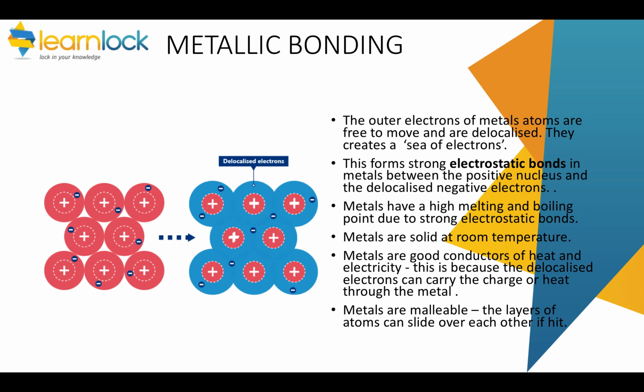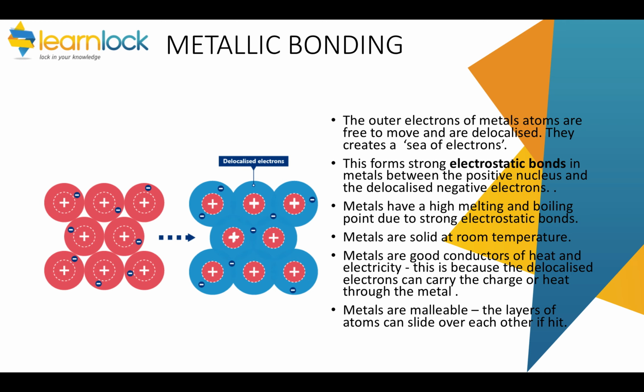Metallic bonding occurs because the outer electrons of metals are free to move, which means they don't stay in a fixed place. Instead, they move through the metal. We call this the sea of electrons. When electrons are free to move, we say they are delocalized. This means that there are strong electrostatic bonds inside metals between the positive nucleus and the negative electrons.